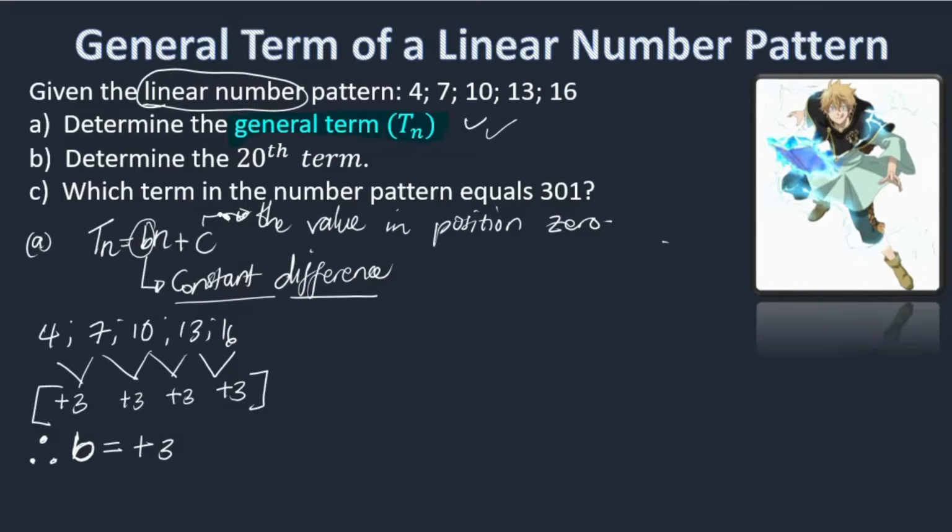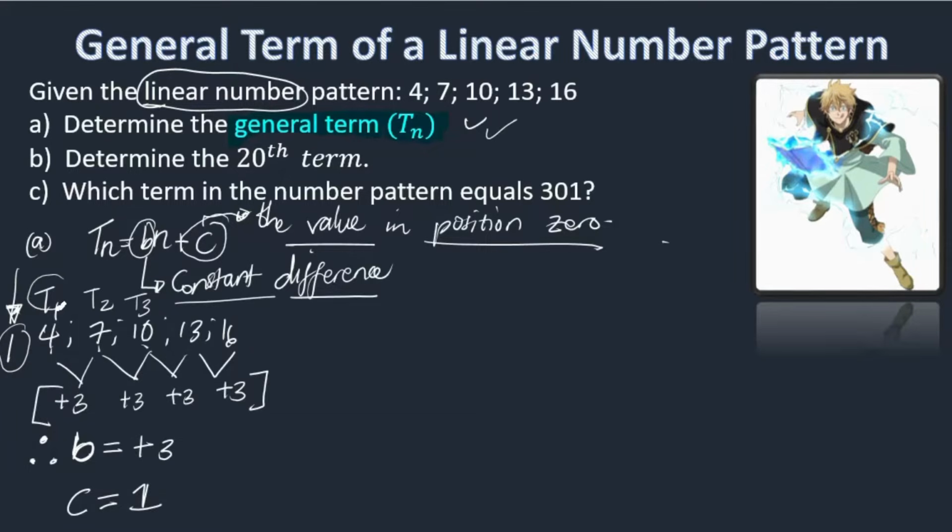And now for us to find C, remember we said C is the value in position 0. So this is position 3, this is position 2, this is position 1. Position 0 is the value that is supposed to be here, right? So if I'm moving from 10 to 7 to 4, when I move backwards, my value here will be 1. So my C is equal to 1, because my C is a value that comes before term number 1. Is that fine?